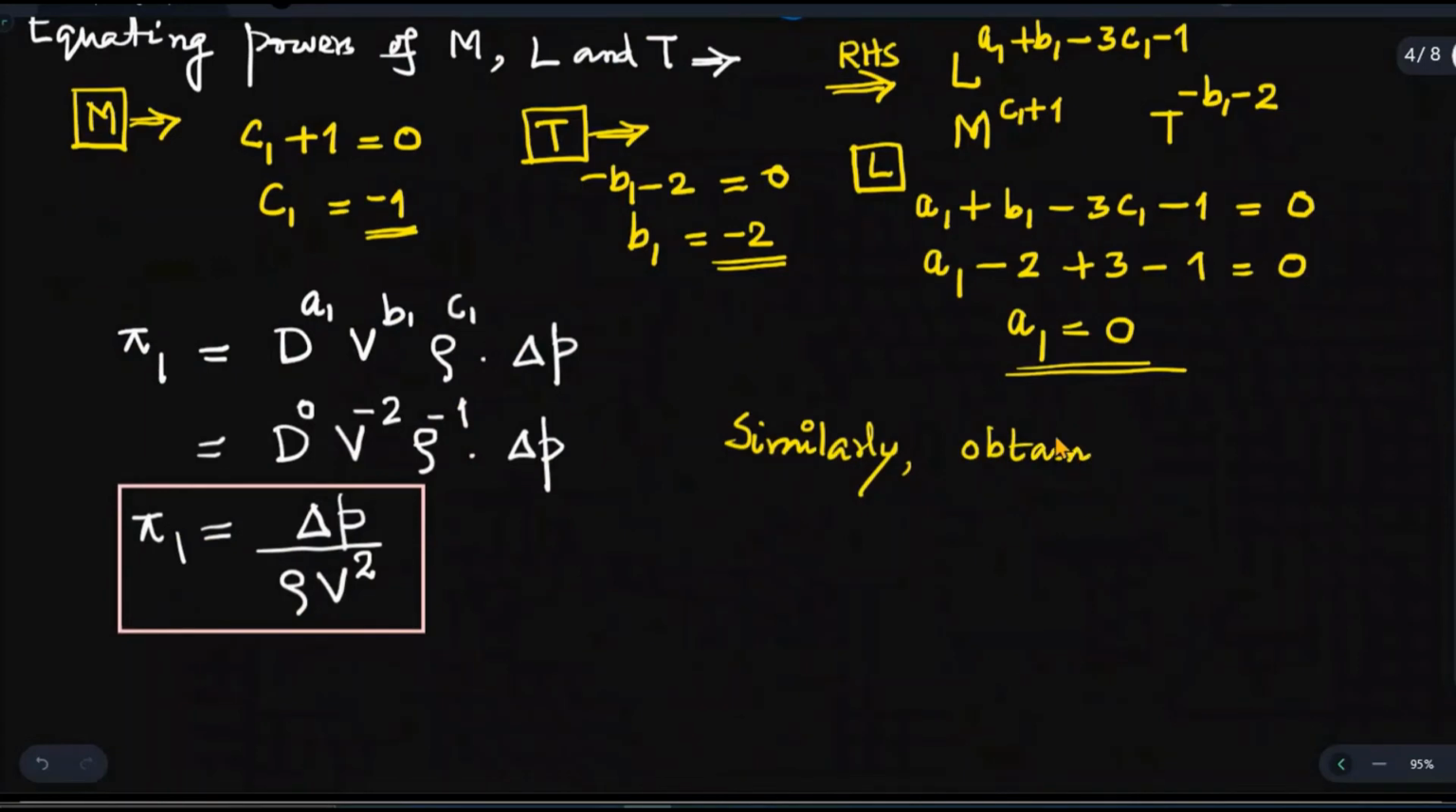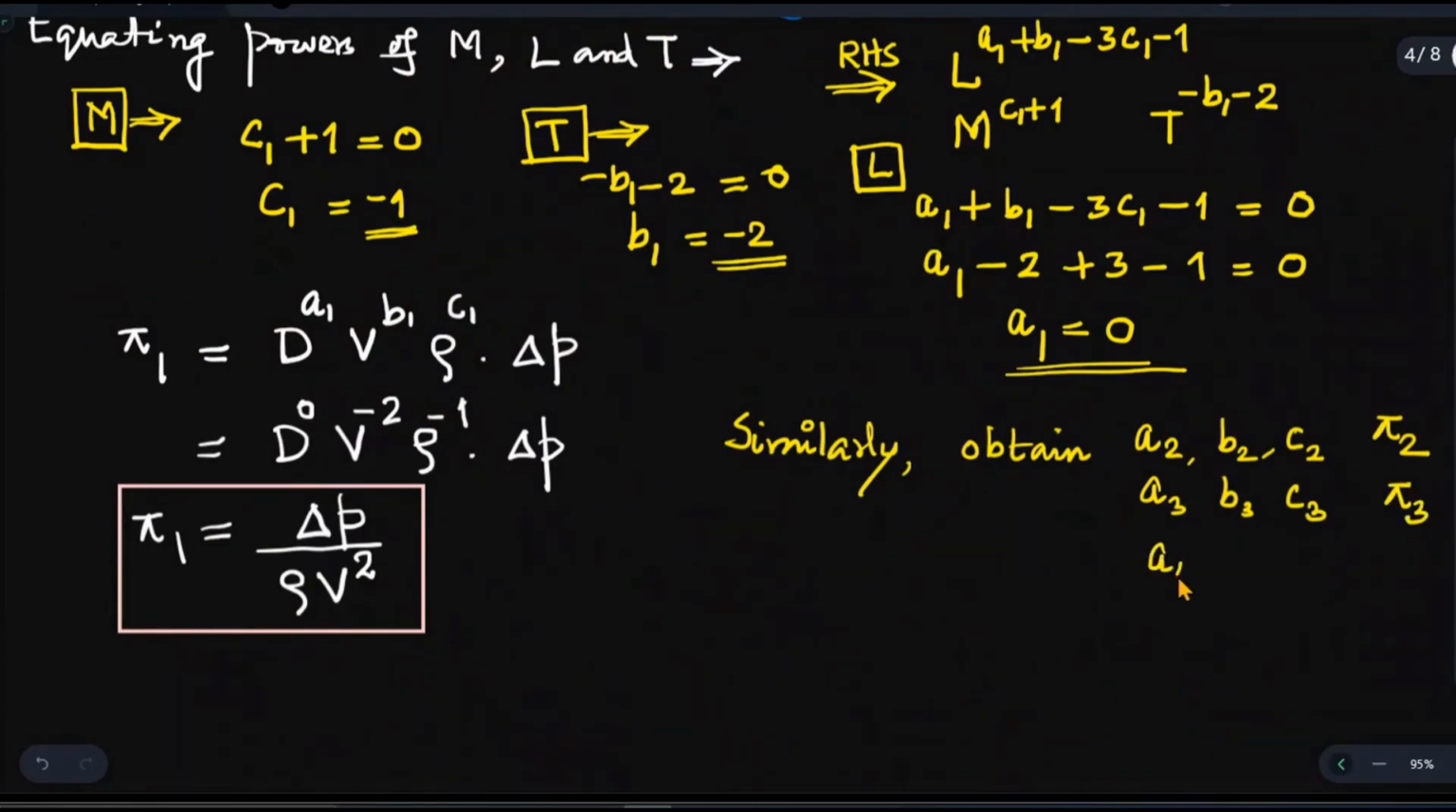the other indices. Obtain what? Obtain A2, B2, C2 and get the term pi 2. Then A3, B3, C3, the numerical values of these indices, so that can fetch you pi 3. And similarly, A4, B4 and C4, so you will get the fourth pi term, pi 4. Okay, so obtain these. Now I'm going to give you the solution straight away.